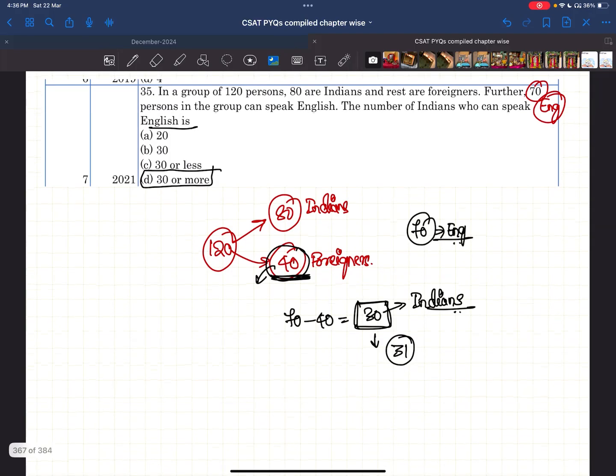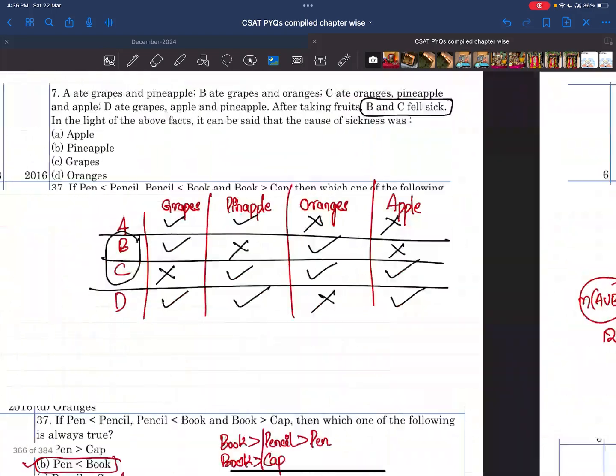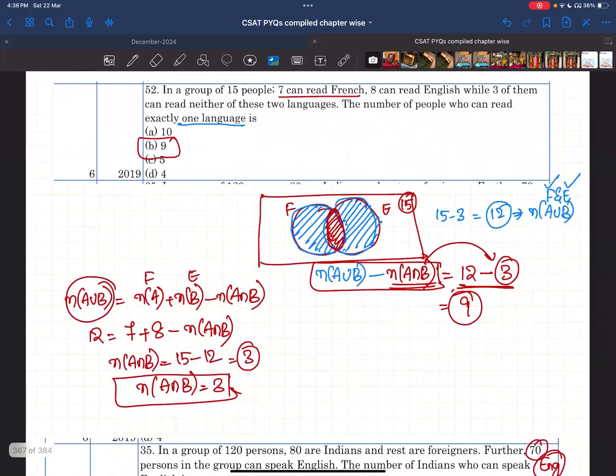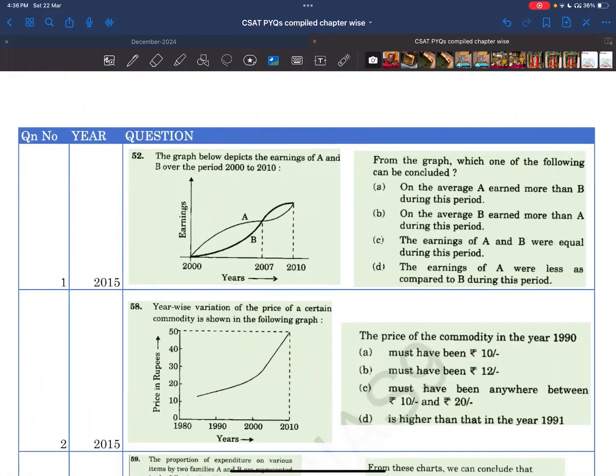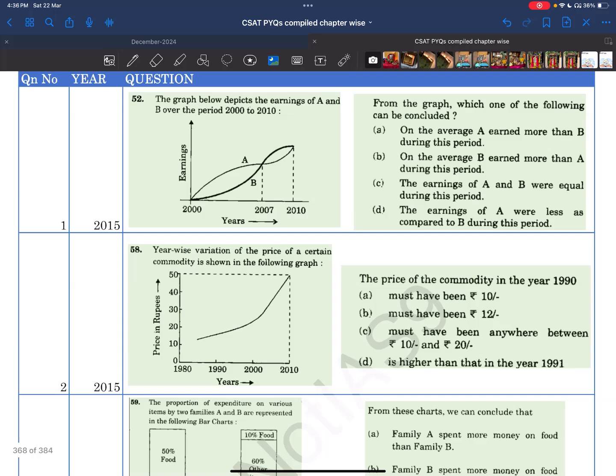So far we have completed questions related to the miscellaneous section, other section. And now in this video, we'll be solving the questions related to data interpretation. Okay, let's go to the first question. There is a graph. Okay, what is happening from the graph?